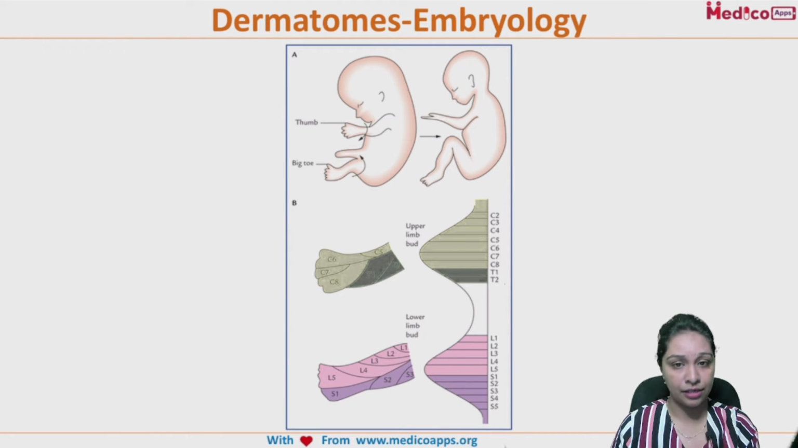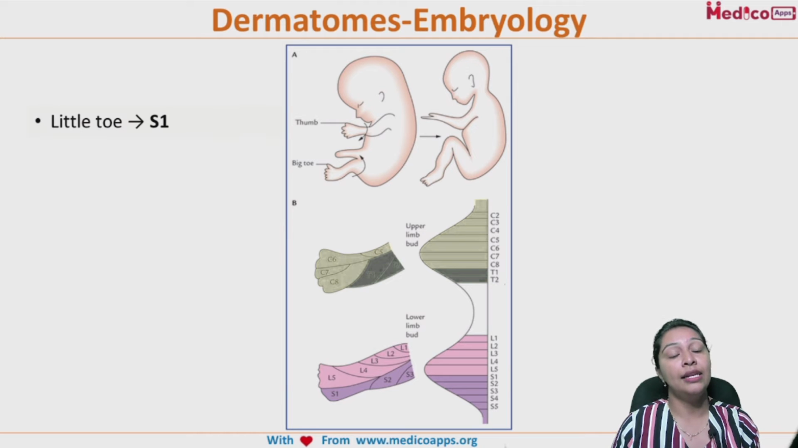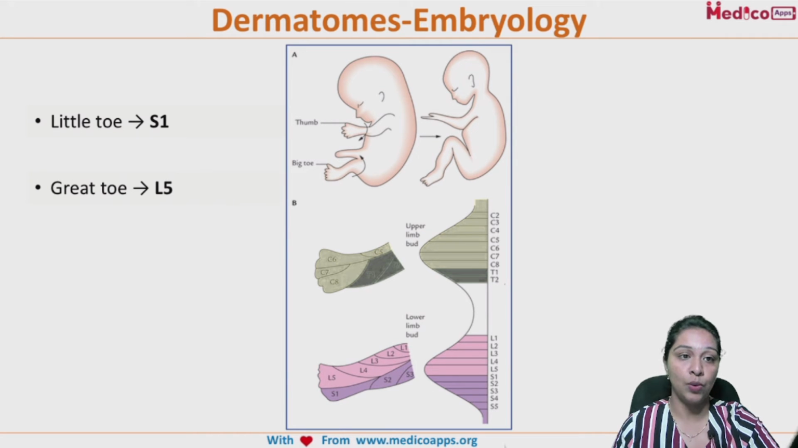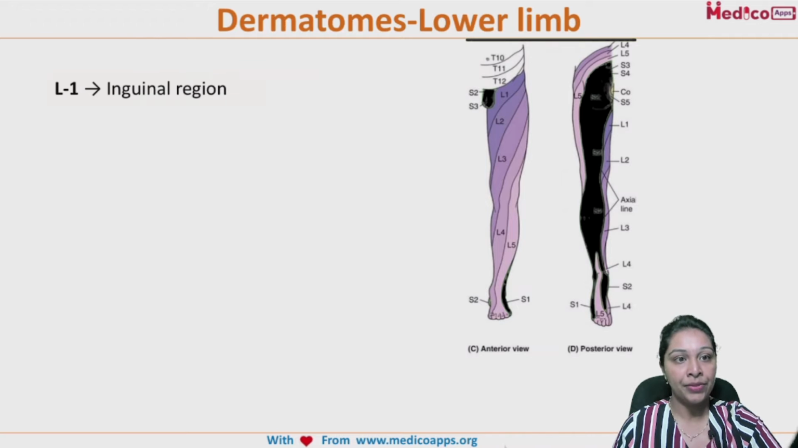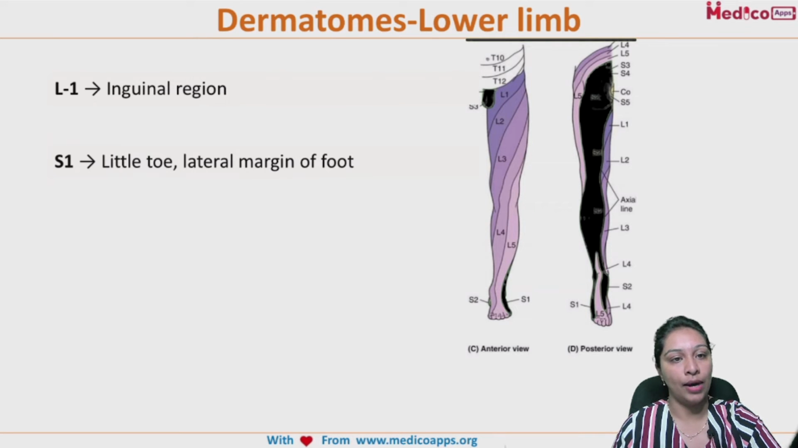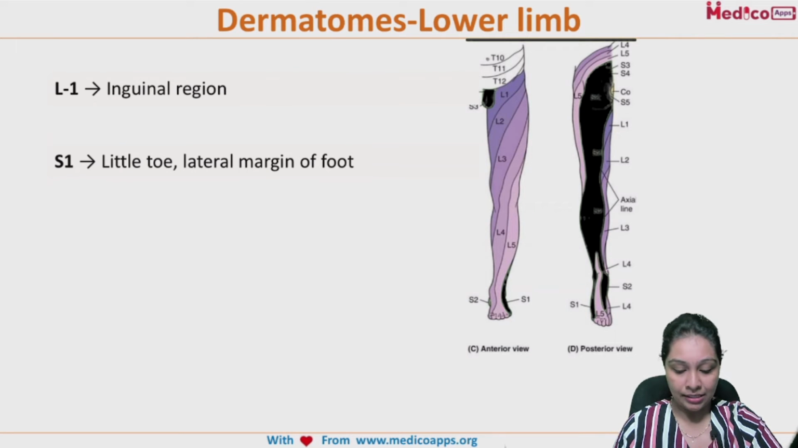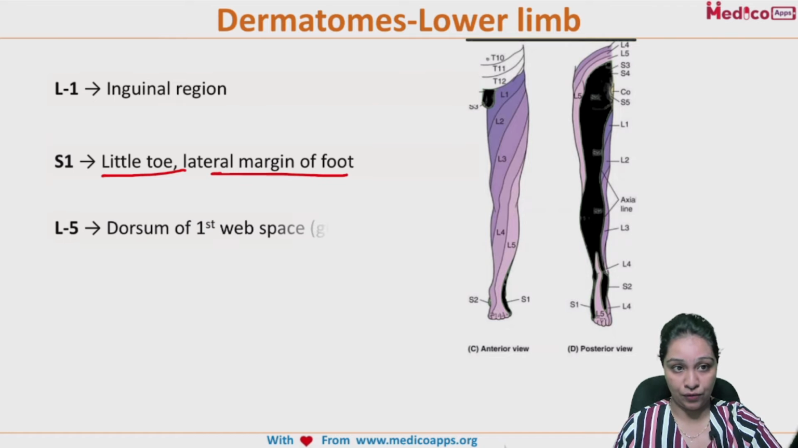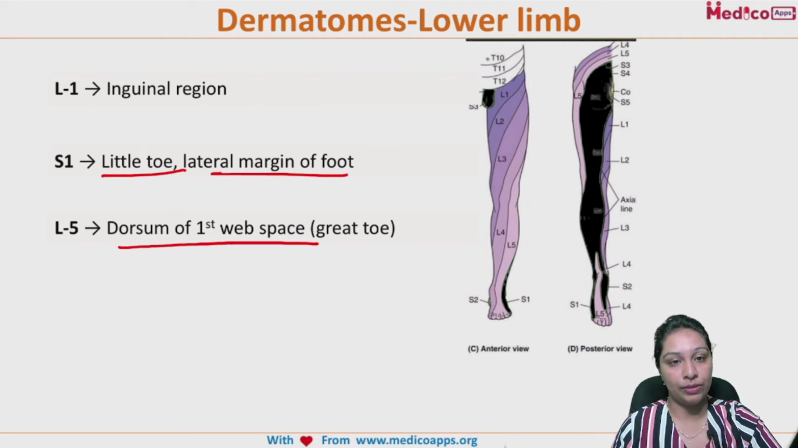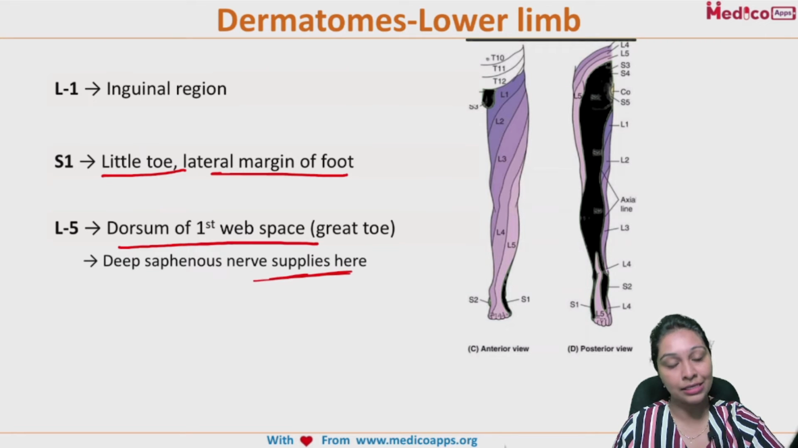Now let us look at the dermatomal supply. The little toe has the dermatome of S1, the greater toe L5, the lower limb L1 and S1, and the inguinal region L1. S1 supplies the little toe and the lateral margin of the foot. The L5 also supplies the dorsum of the first web space, that is the greater toe, and the deep peroneal nerve supplies this dermatome.